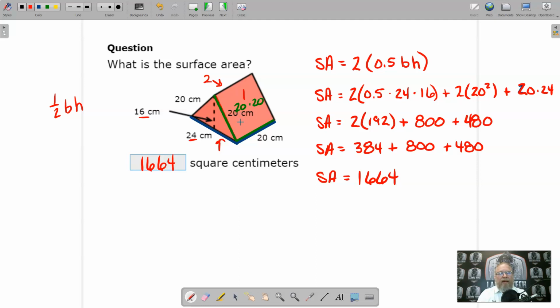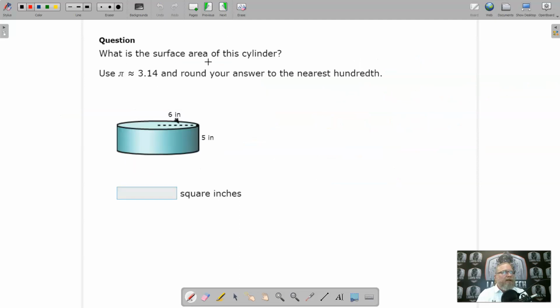Again, kind of hard to build a formula for it because whether it was an equilateral triangle, an isosceles triangle, or a scalene triangle would make a difference in how the formula worked out. On this one here, what is the surface area of this cylinder? Well, we need to use pi equals 3.14 and round our answer to the nearest hundredth.